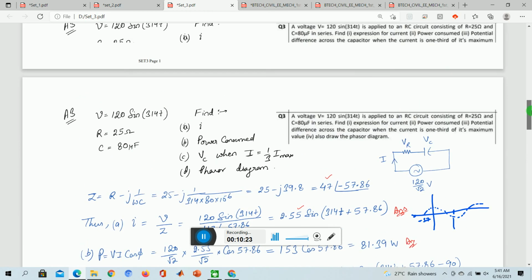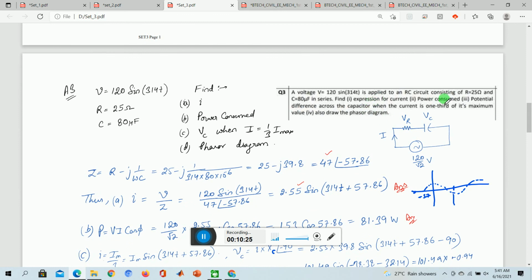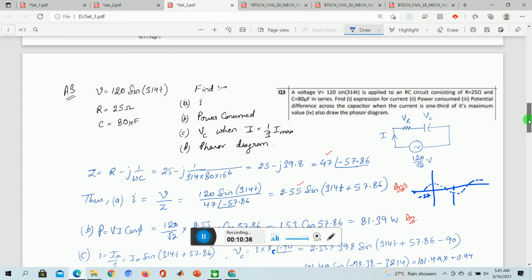So this question is like 10 marks, so it will be like 2, 2, and this potential difference across the capacitor, this will be of 4 marks, and then the other one is 2. So 2 plus 2 plus 4 plus 2. Total is 10 marks.